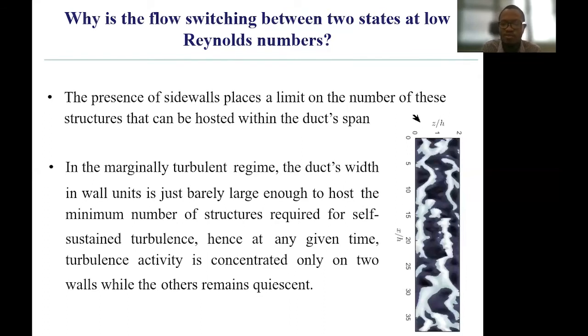If you look at a slice from simulations, which I will show you later on, you can see that you have just two high-speed streaks hosted within the ducts. And these are very small. The number is very small, so the flow field has to alternate between two states in order to maintain turbulence.